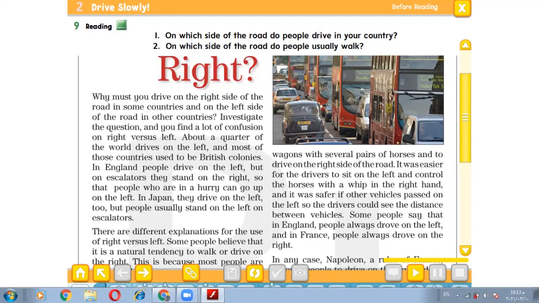In England, people drive on the left, but on escalators they stand on the right, so that people who are in a hurry can go up on the left. In Japan, they drive on the left too, but people usually stand on the left on escalators.